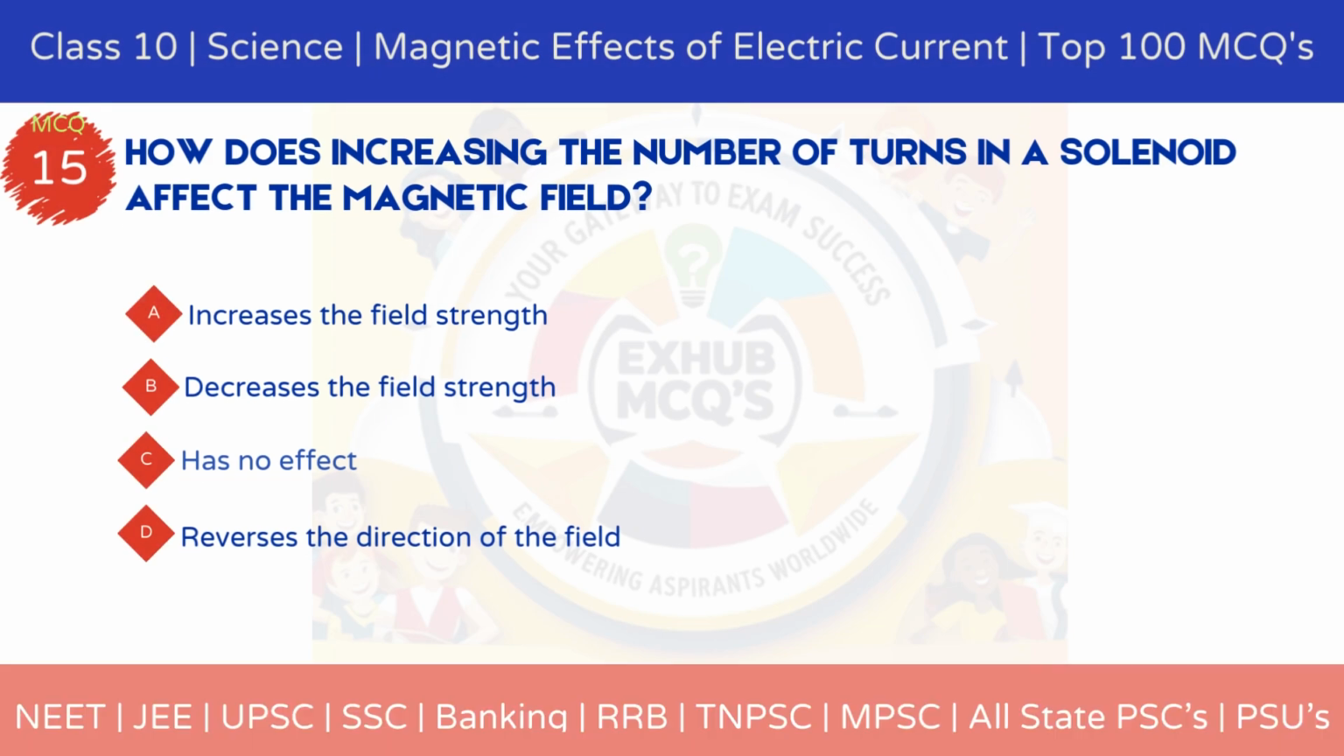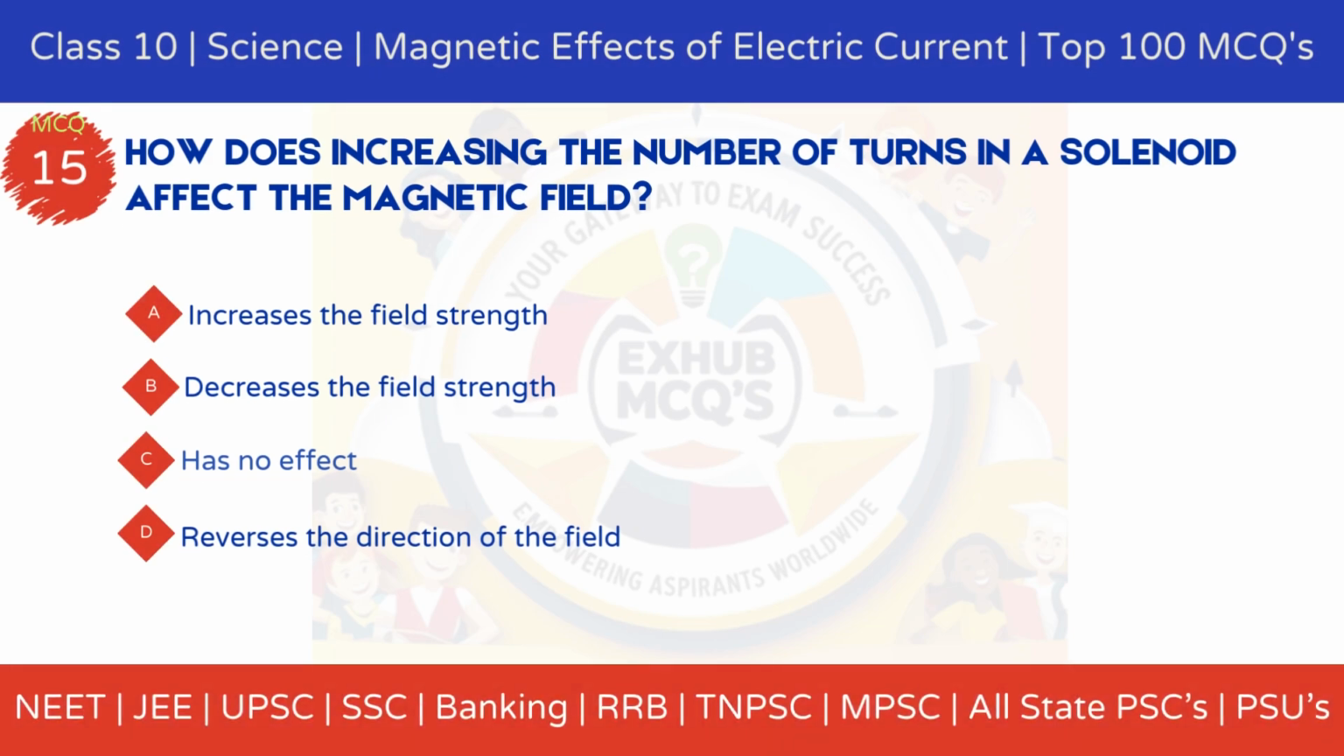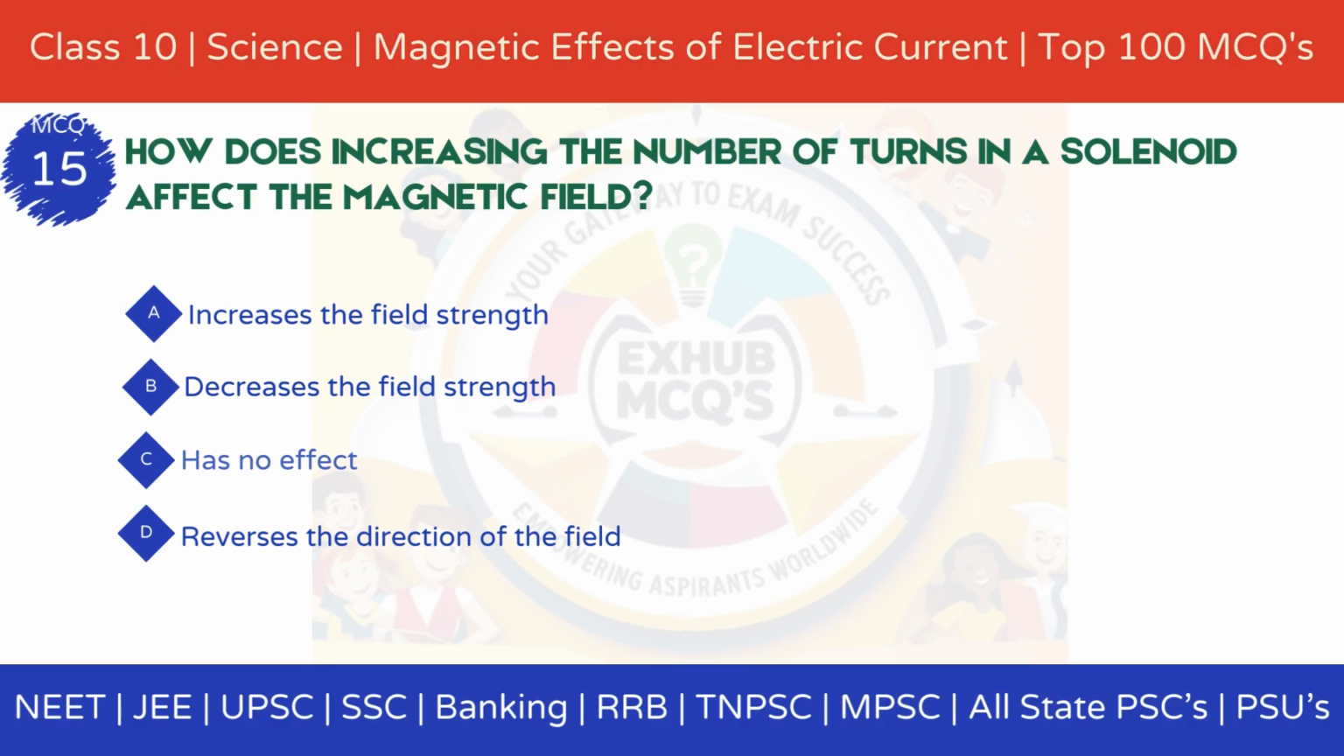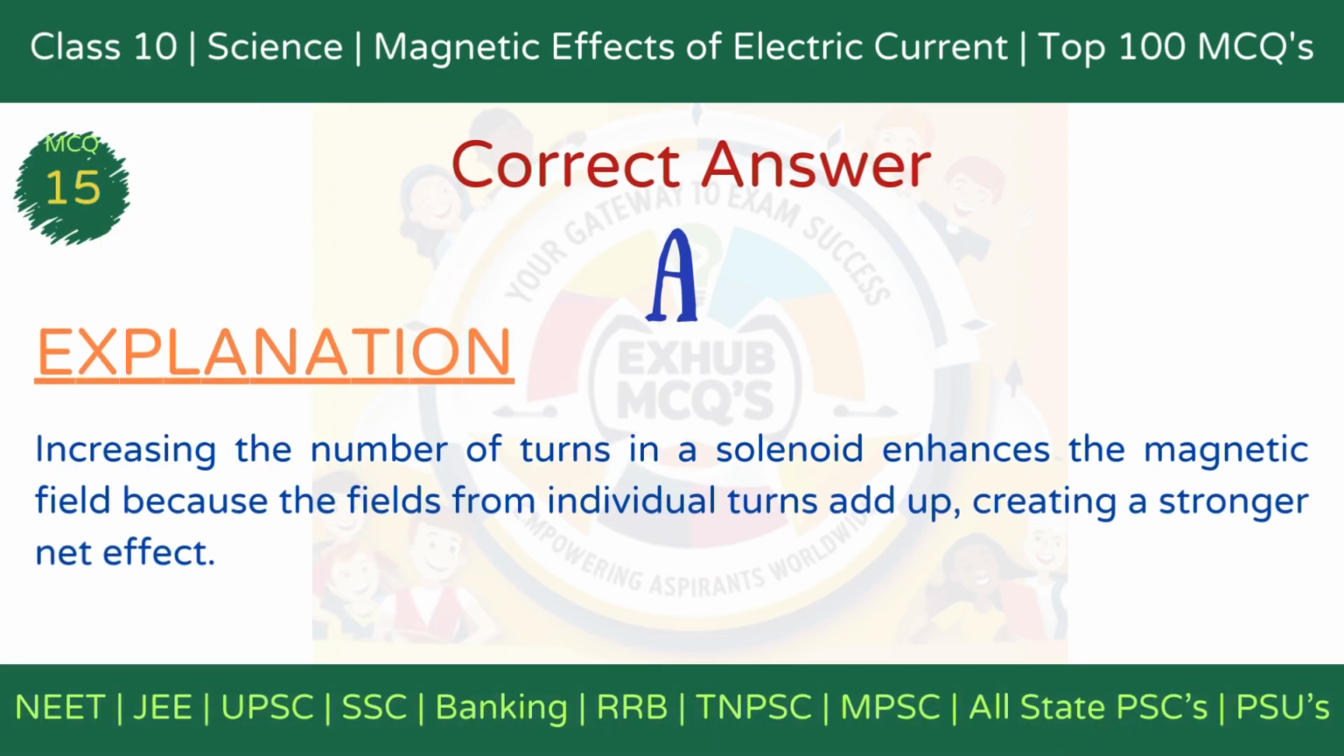Q15. How does increasing the number of turns in a solenoid affect the magnetic field? Option A, increases the field strength. Option B, decreases the field strength. Option C, has no effect. Option D, reverses the direction of the field. The correct answer is option A, increases the field strength. Explanation. Increasing the number of turns in a solenoid enhances the magnetic field because the fields from individual turns add up, creating a stronger net effect.